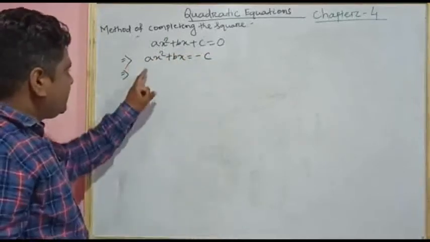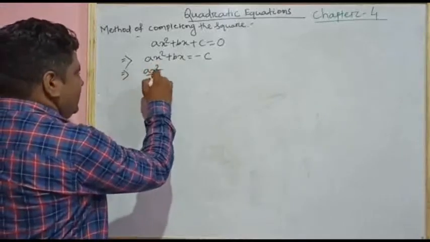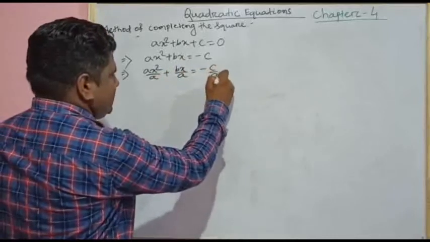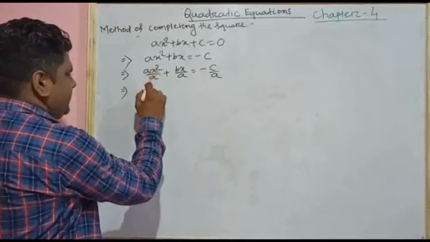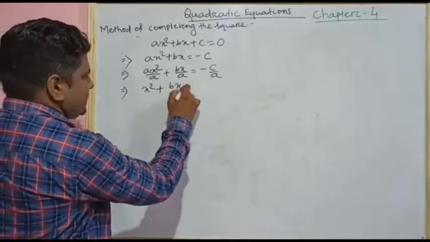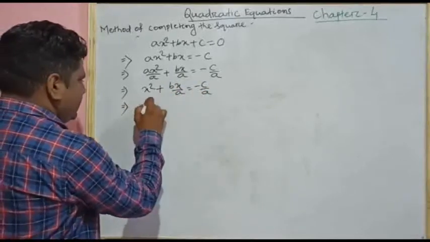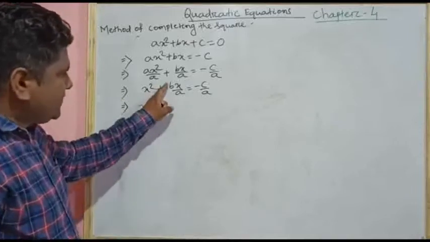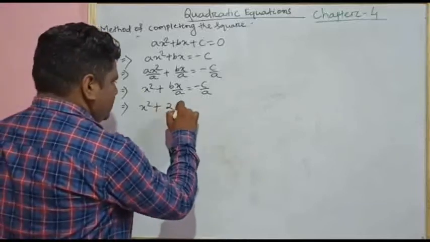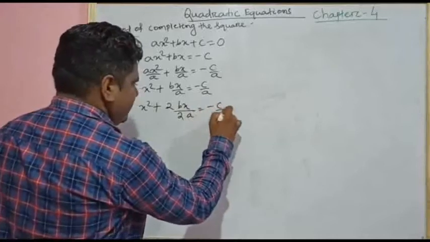Next step, we have to divide all terms by coefficient of x square. It will be ax square by a plus bx by a is equal to minus c by a. A can be eliminated from numerator and denominator. It will be x square plus bx by a equal to minus c by a. Next step, we have to multiply 2 with numerator and denominator of the middle term. That will be 2 into bx by 2 into a equal to minus c by a.